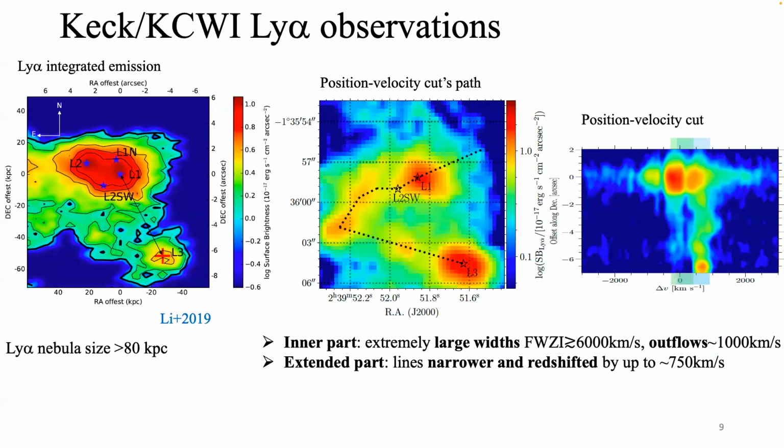Let me now present the Lyman alpha emitting nebula you see here. And as you can observe, the brightest parts of the nebula are concentrated around the galaxies, but there is a fainter extended part that goes up to distances of about 80 kiloparsecs. On the right, I show a position velocity cut taken along this cut of the nebula, where you can also appreciate that the broadest line widths are also concentrated around the galaxies, tracing outflows up to velocities of 1,000 kilometers per second. And in contrast, in the extended part of the nebula, we see how the lines are narrower and appear redshifted.